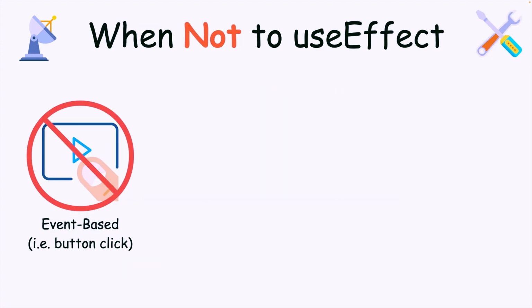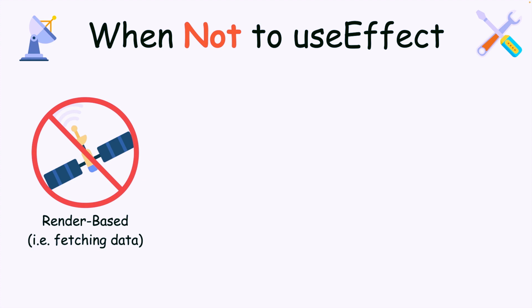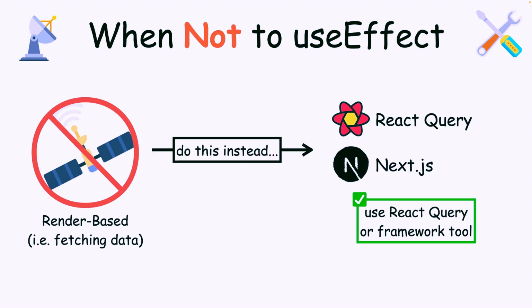Instead of performing side effects when an event happens in useEffect, make your code simpler by doing it directly in an event handler. And instead of fetching data when your component mounts and putting it in state, use a more sophisticated tool to fetch data like React Query or data fetching patterns that come with frameworks like Next.js.